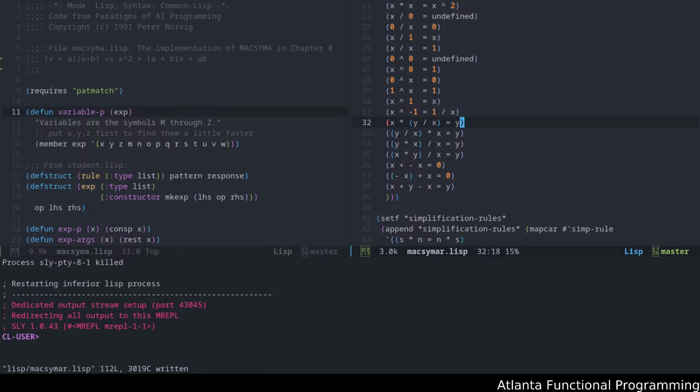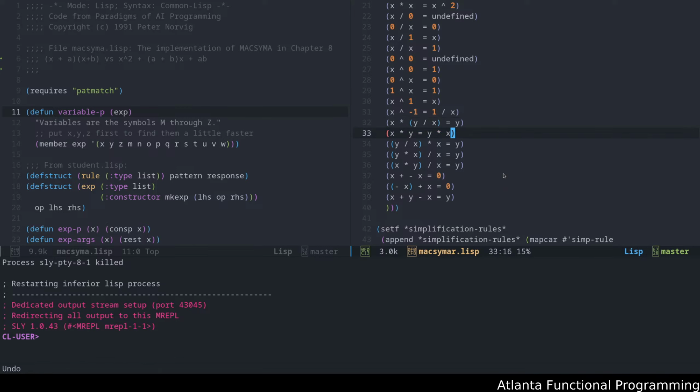I tried to add the rule for x times y equals y times x in the other one earlier. I forgot I added this rule myself. That's actually kind of interesting. Yeah, undo that.